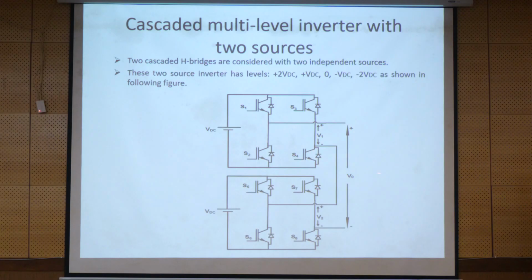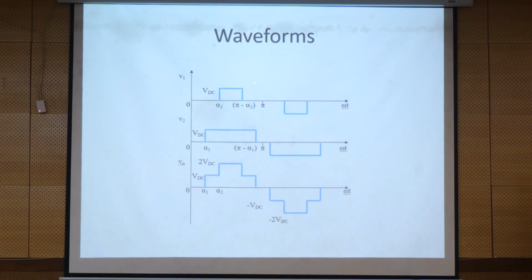5 levels means 0, plus VDC, plus 2 VDC, minus VDC, minus 2 VDC, that you can get with two cascaded H-bridges. In the associated waveform, cascading means superimposing one output over the other: the output from H-bridge module 1 and the output from H-bridge module 2 are added up, and you get this kind of waveform with plus VDC, plus 2 VDC, minus VDC, minus 2 VDC.